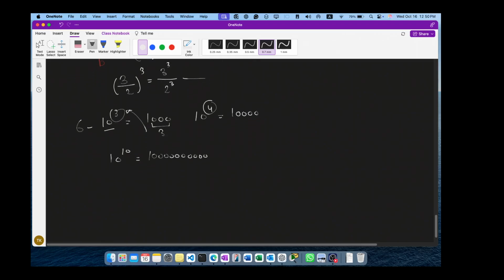Now, I have the converse of this one. I have 1 over 10 equals 10 power minus 1. How many zeros do we have here, guys? Here I have 1 zero, so I put minus 1. Okay? Here I have 1 over 100. How many zeros? 10 power 2. Flip it, you will see it will be minus 2. Right?